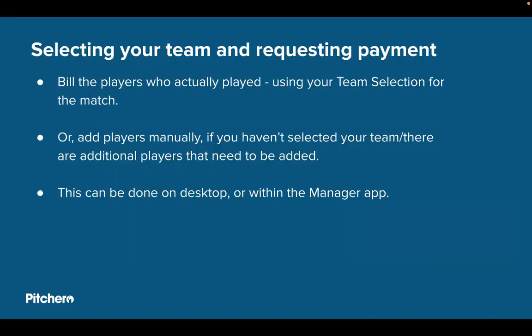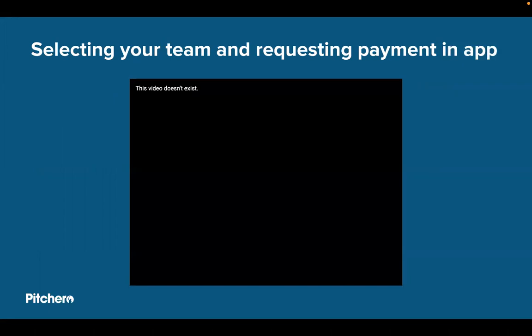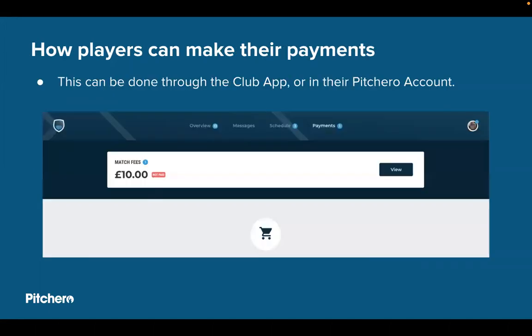Okay, so selecting your team and requesting payments. We bill the players who've actually played using team selection. We can also add them manually in the manager app. So if you haven't selected a team, we can just add the players additionally. It's completely up to you how you do that. This can be done via a desktop or via the manager app. I'm going to show you both ways when we go into that. Again, if for some reason the videos are not working, not a worry, you've got me and we're going to do it nice and personal when we go through.